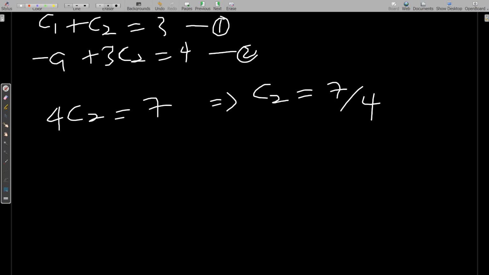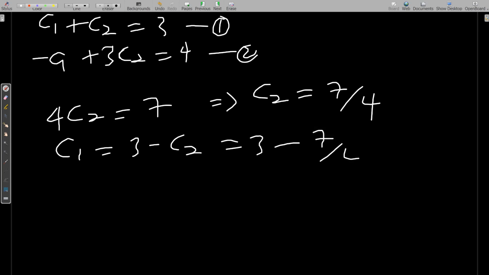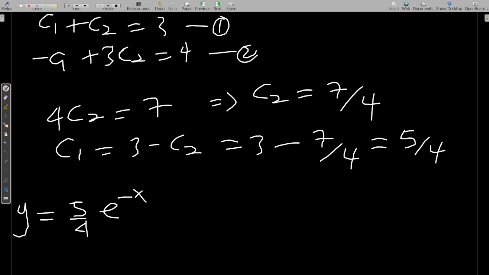And then from equation 1, C1 is equal to 3 minus C2. When you put it here, we get 3 minus 7 over 4, which is equal to what? You do your calculation yourself and you have 5 over 4, okay? So my C1 is 5 over 4, C2 is 7 over 4. So this means that the particular solution y is equal to C1 e to the negative x, and C1 is just 5 over 4 e to the negative x plus C2, which is 7 over 4 e to the 3x.